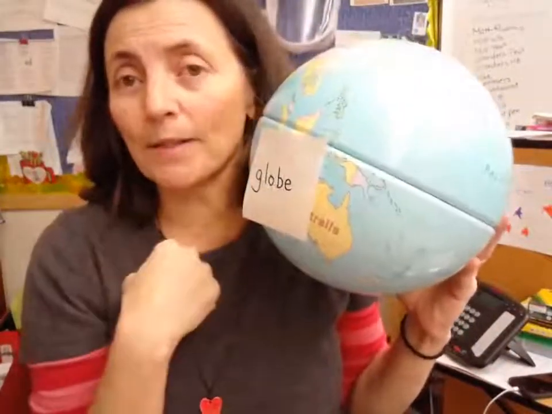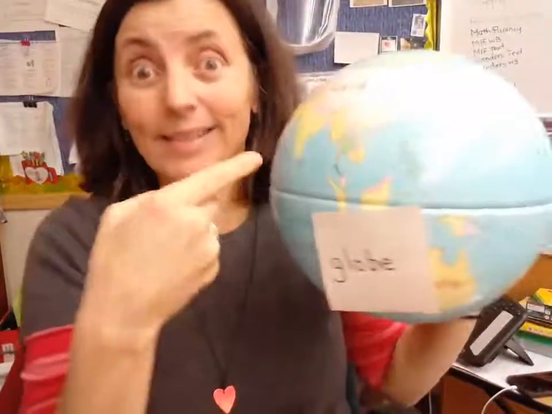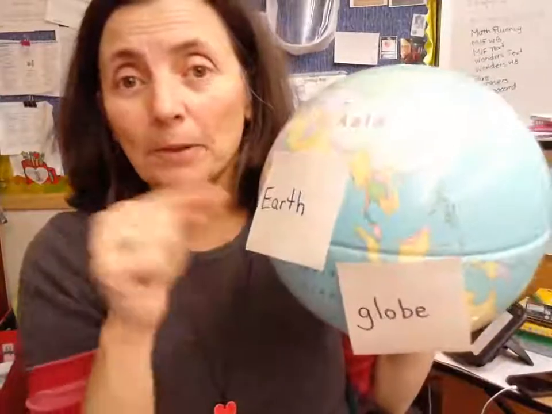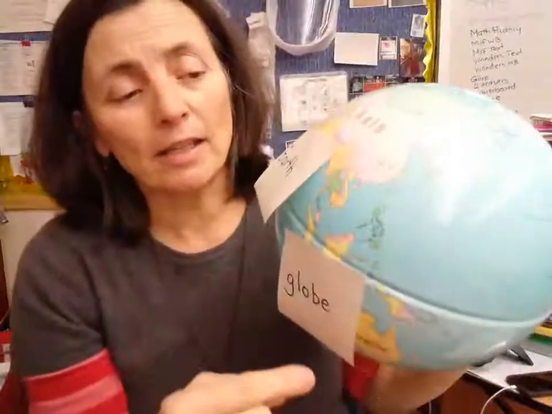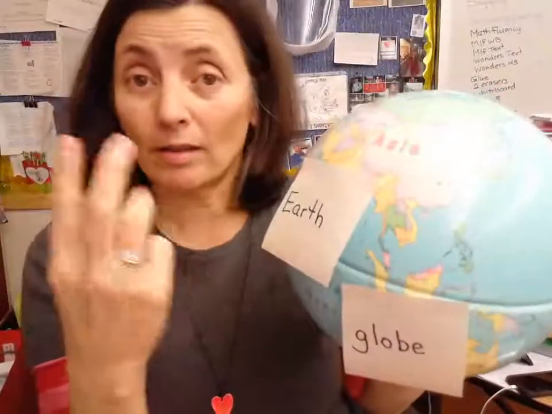Before we go on, let's make sure we remember our vocabulary from last week. So this is a globe, right? A globe is a model of the Earth. What is the Earth? Well, this is the Earth. This is our planet right here, okay? This entire thing is a model of Earth, the third planet from the sun.